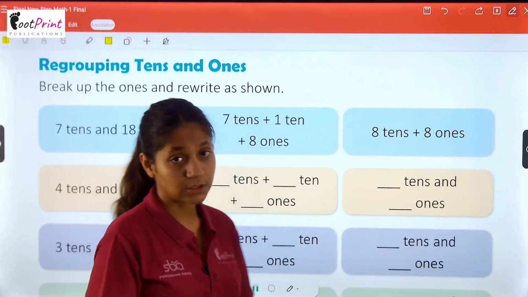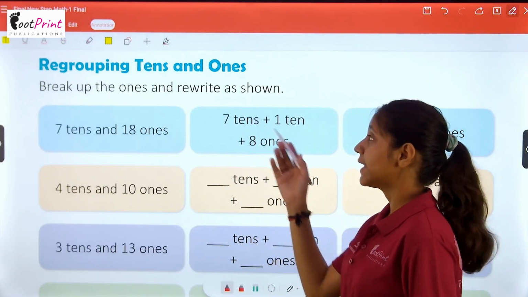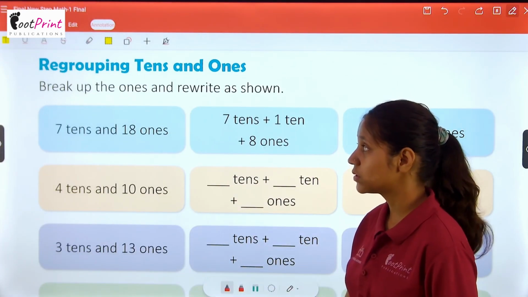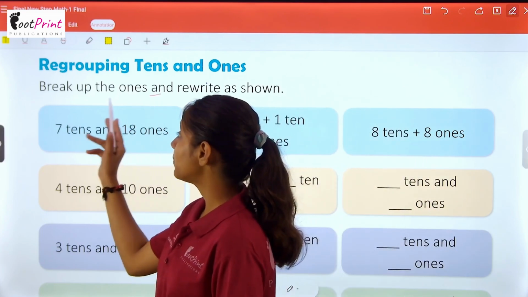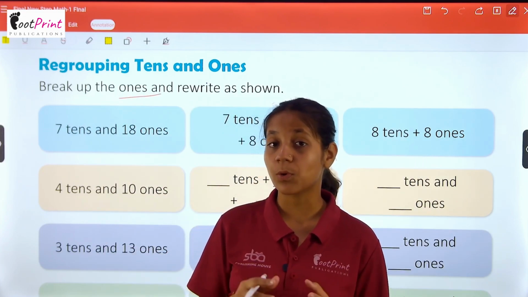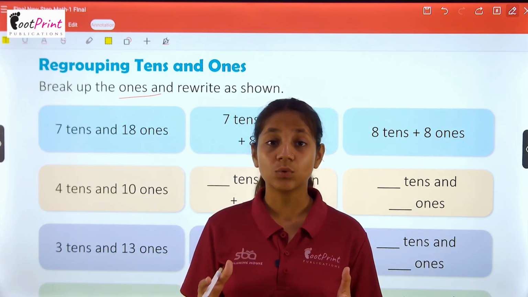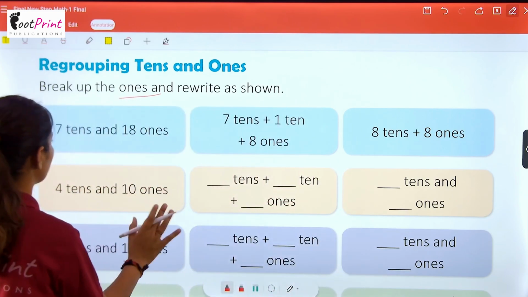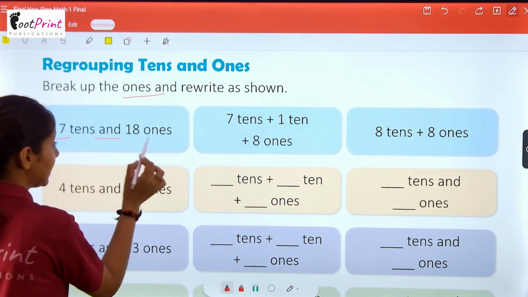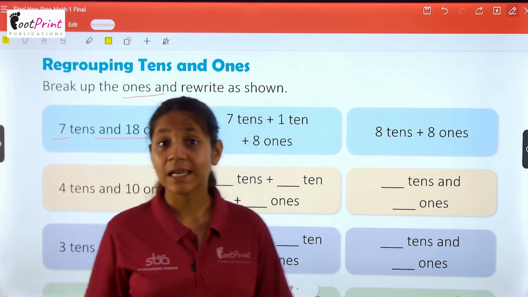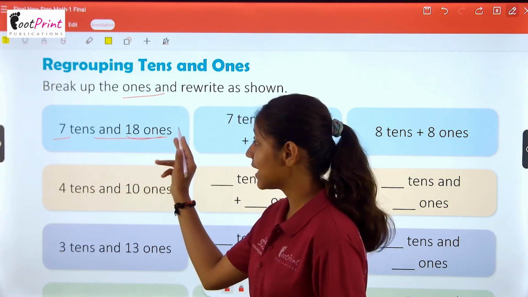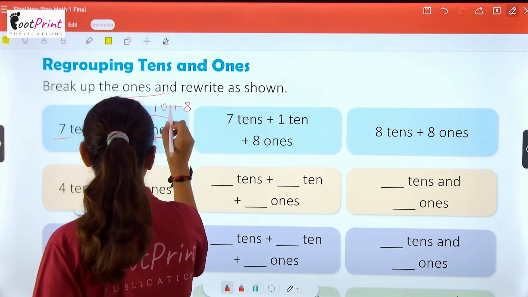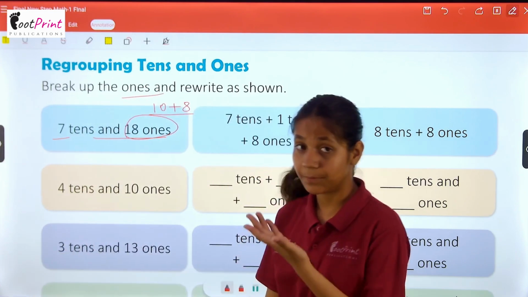Now we have the topic of regrouping tens and ones. Break up the ones and rewrite as shown. So here what we have to do, we have to break the ones. We will provide it with the 2-digit number for ones. Then we will break it. See how? 7 tens and 18 ones. Here it is written 18 ones. That means this 18 ones has 10 ones and 8 ones. What did I do here? Breaking of ones.